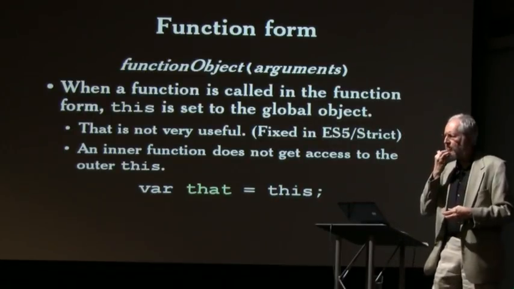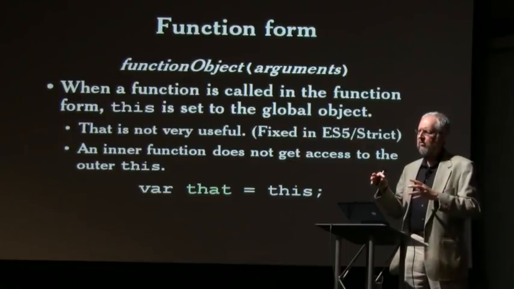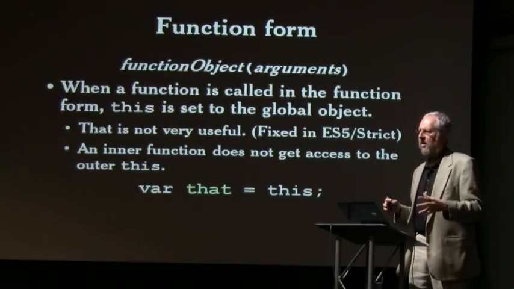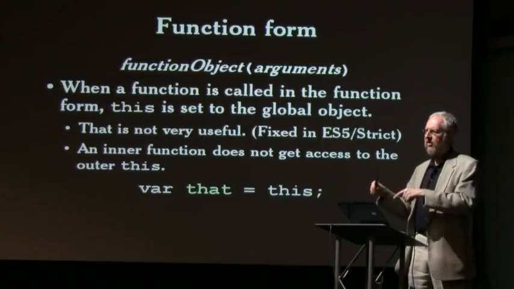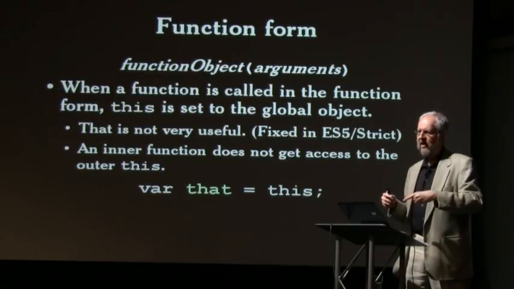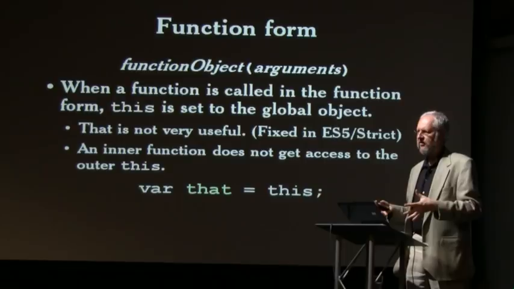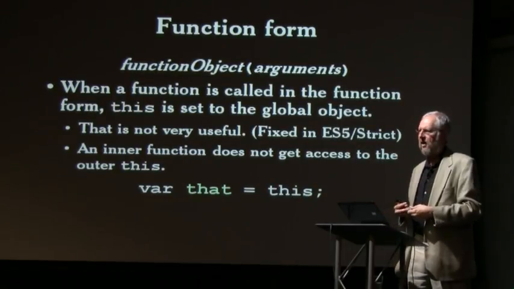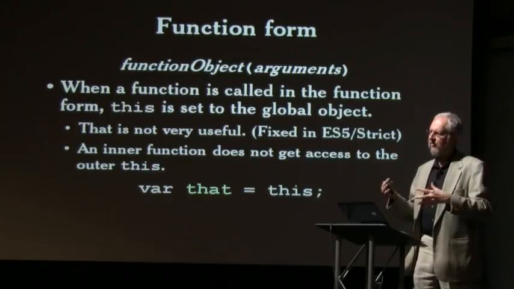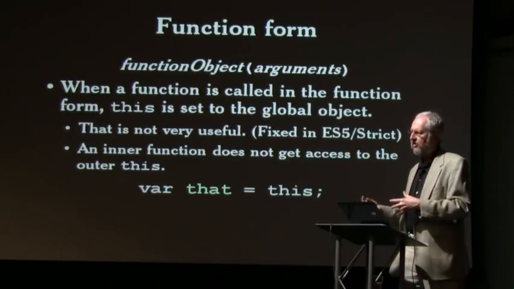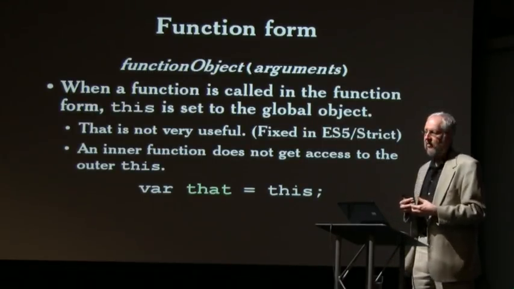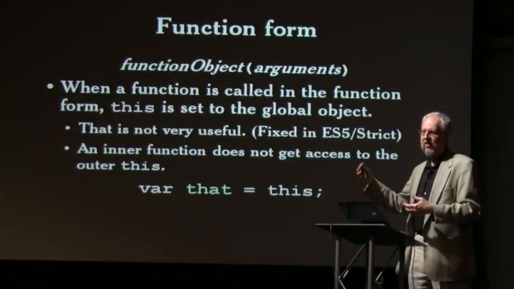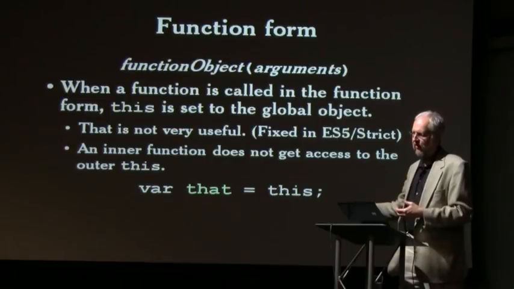But one problem with this form is sometimes if you have an inner function inside of an outer method, and that method wants the inner function to have access to this, it doesn't have access to it because it has its own this, which is different than the outer this. So in order to make this visible to the inner function, the outer function can declare a variable, perhaps called that, assign this to it, and then the inner function will have access to that.